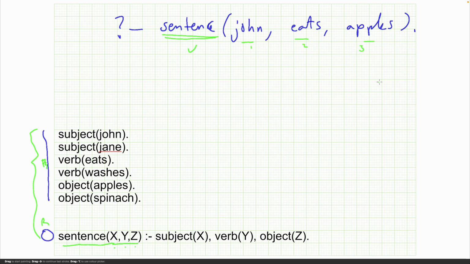By the way, the number of parameters is called arity, and you'll see that in the textbooks. So this subject has an arity of 1, and that's sometimes written as subject/1, and verb/1, and object/1. It says that object is a property which takes one parameter, one bit of information. Verb eats, verb washes, one piece of information.